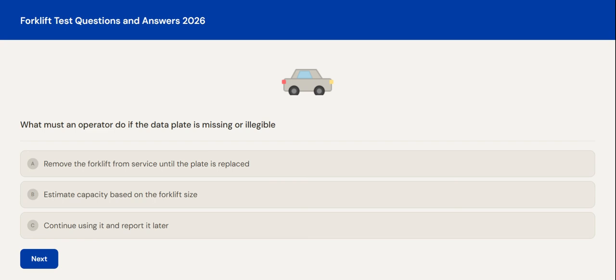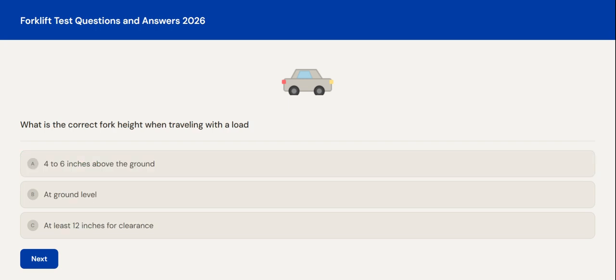Next point. What must an operator do if the data plate is missing or illegible? Remove the forklift from service until the plate is replaced. Without a readable data plate, there is no safe way to verify the machine's limits. A forklift without a data plate does not operate, period.